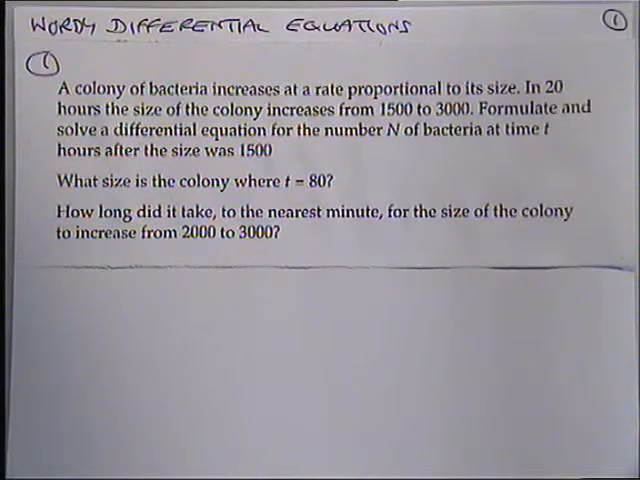Wordy question, lots of words in there. A colony of bacteria increases at a rate proportional to its size. In 20 hours, the size of the colony increases from 1500 to 3000. Formulate and solve a differential equation for the number of bacteria at time t hours after the size was 1500. We'll do that first, we'll worry about the rest of it later on.